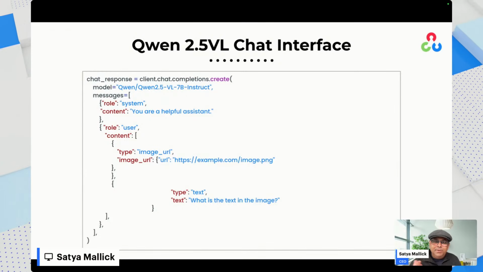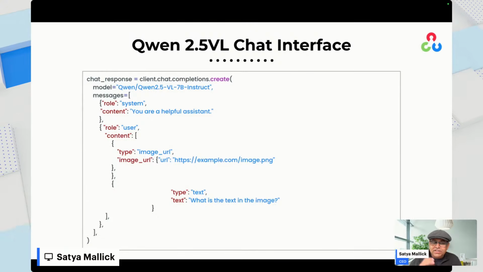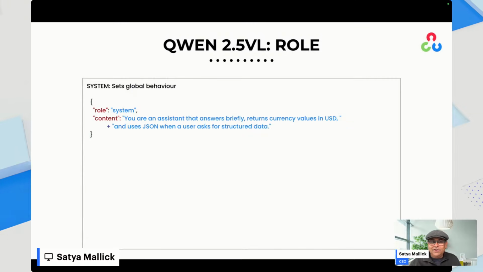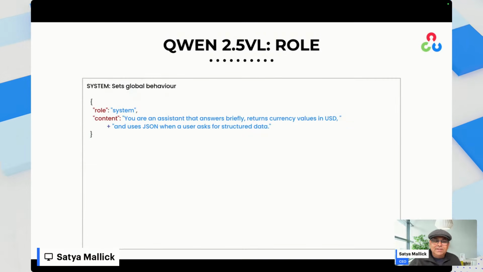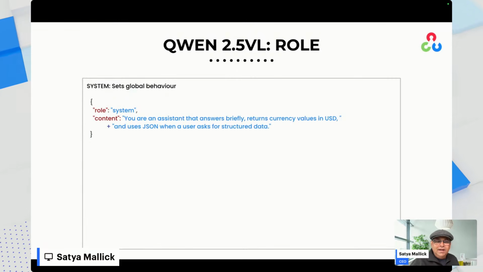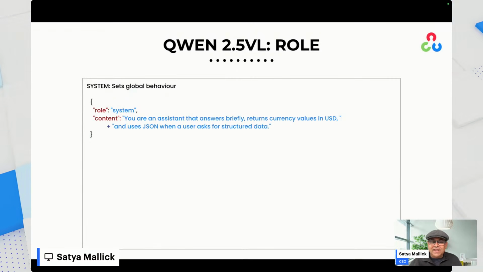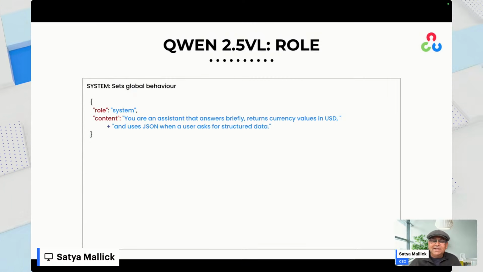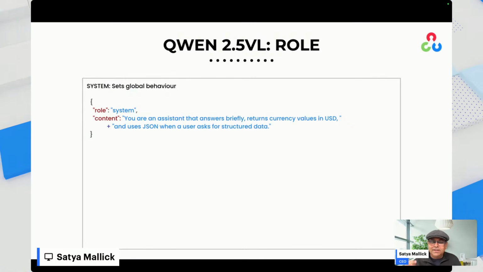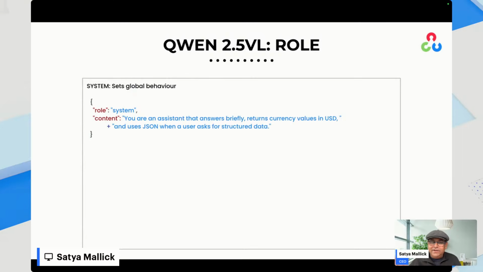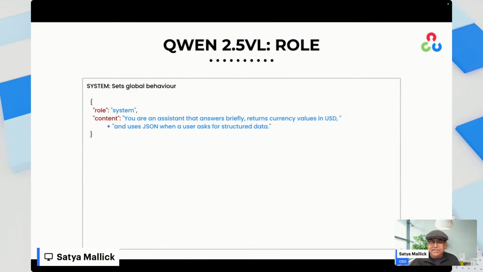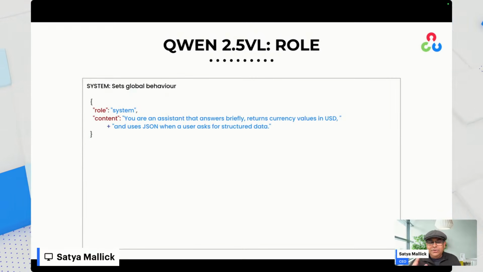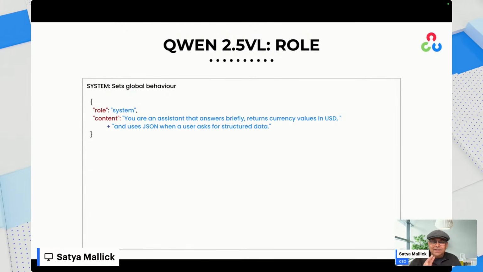You can see how simple the user interface is, right? Using just this prompt, you can make it work. No other knowledge is required. So the system prompt, as I had mentioned, sets global behavior. You say things like, you are an assistant that answers briefly and returns currency in USD. Let's say you are doing receipt analysis. You got a receipt, and even if it is, let's say, a Japanese receipt, you want the output to be in USD, dollar format. You can tell it in the beginning, and it knows.